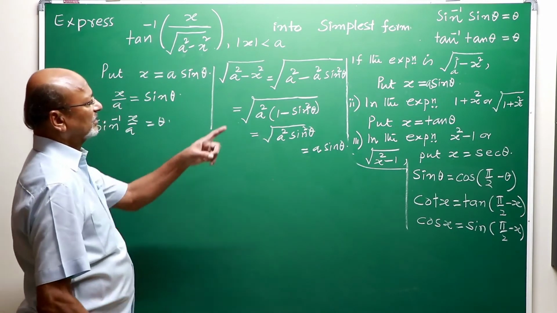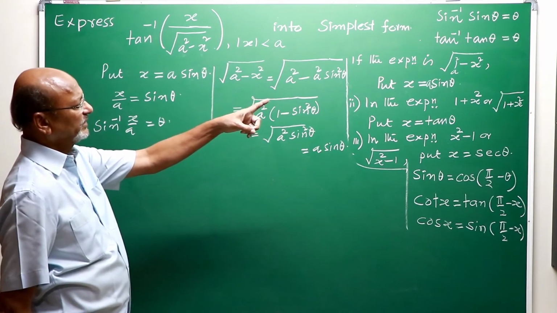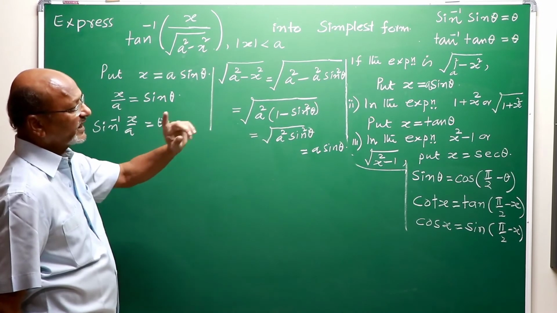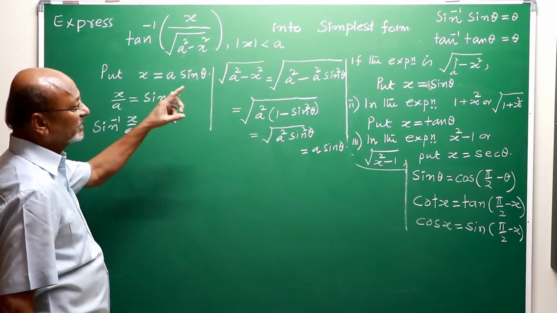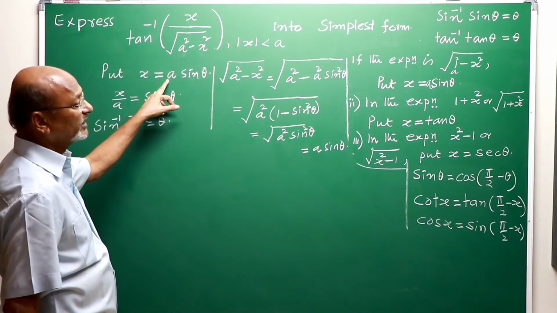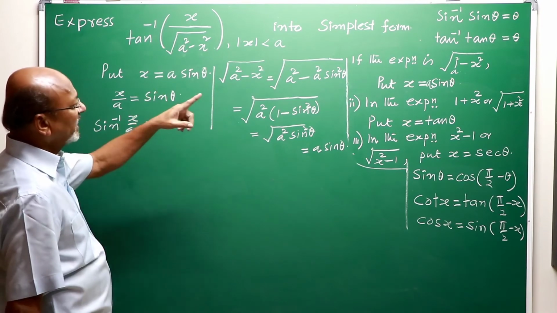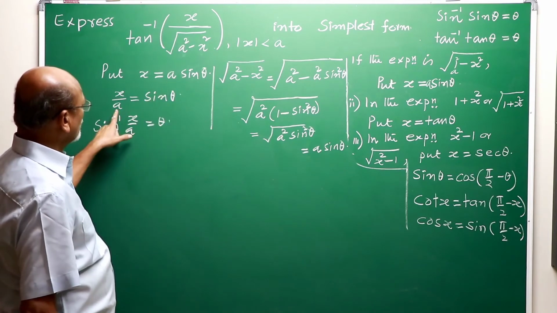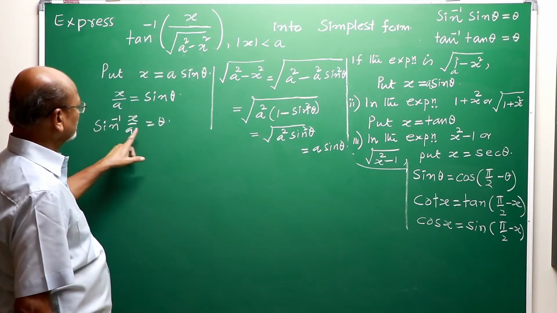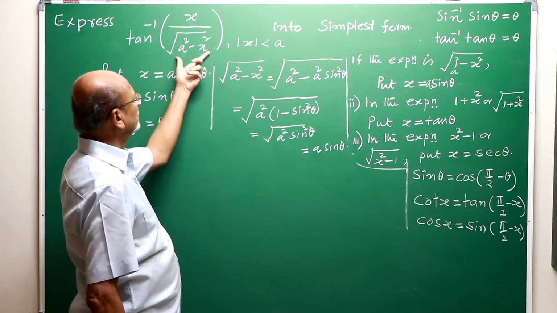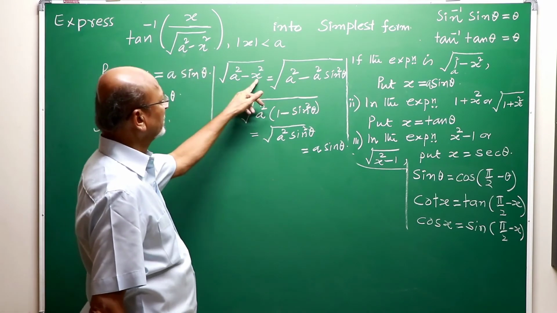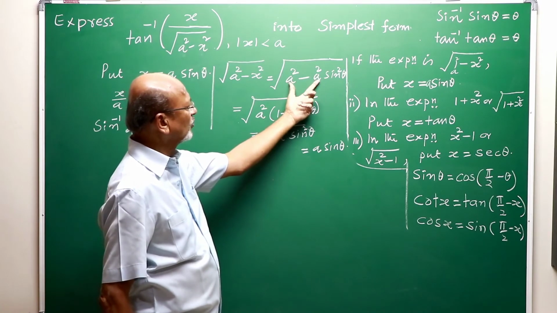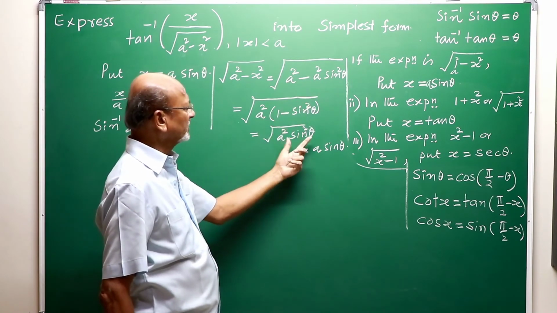See friends, 1 minus x square, simply x is sine. If it is other than 1, take the root of that. If it is a square, a. If it is 4, it must be 2. Why? Square root of 4. Like that, it is a square there. Put x equal to a sine theta. Down this side, theta. The value of the denominator: x square, a square sine square. Observation: common, 1 minus sine square.